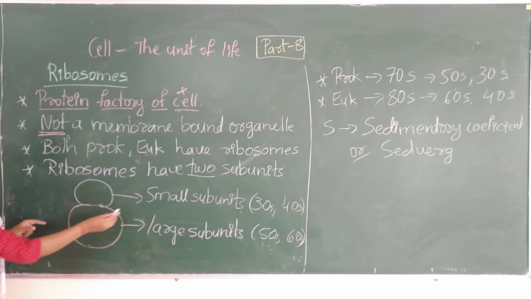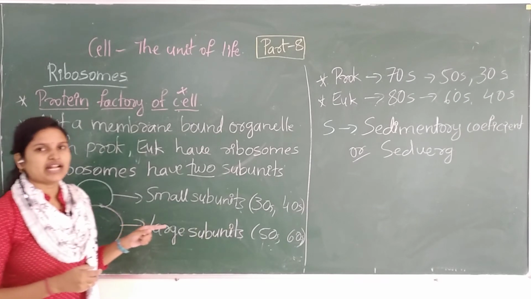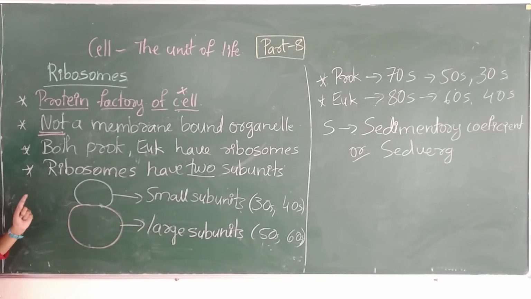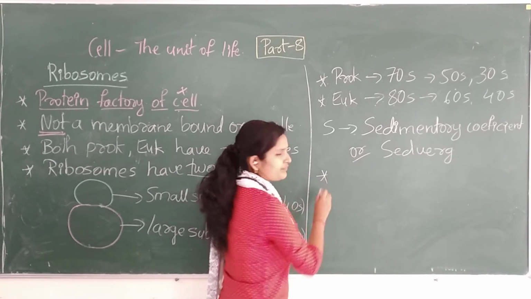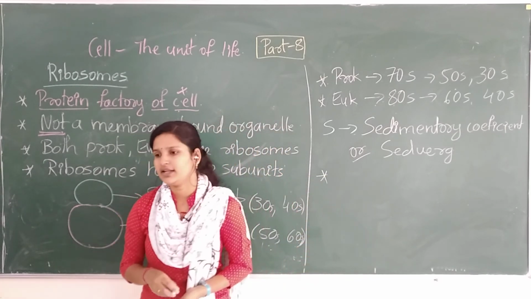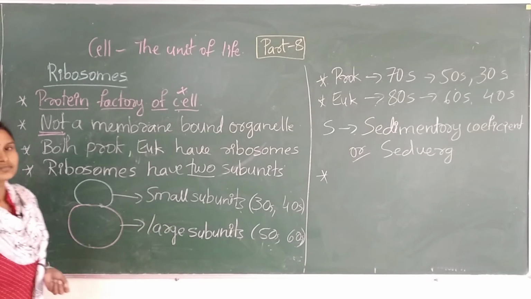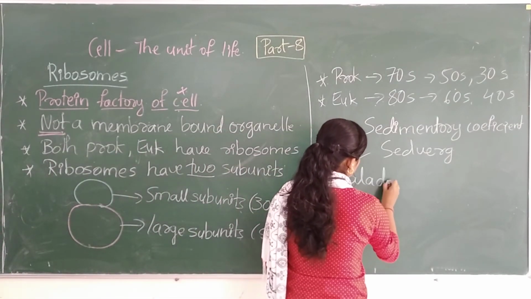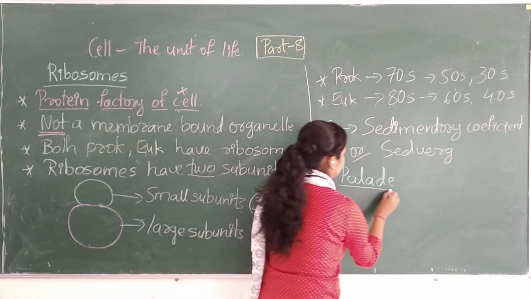Here the mRNA comes and further translation occurs. With the help of the translation process, protein is produced. That is all about it. And tell me one thing, who found ribosomes in the cell? It is George Palade. Remember the scientist name, George Palade.